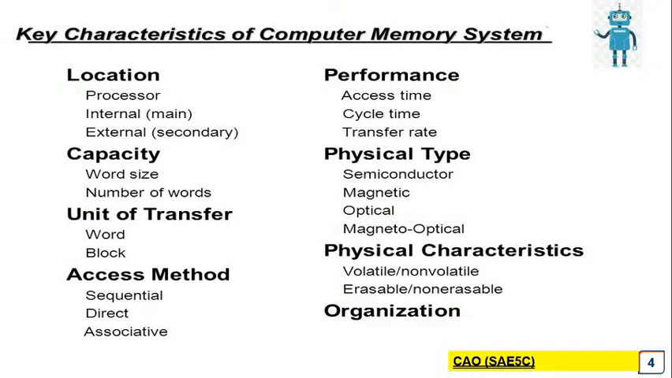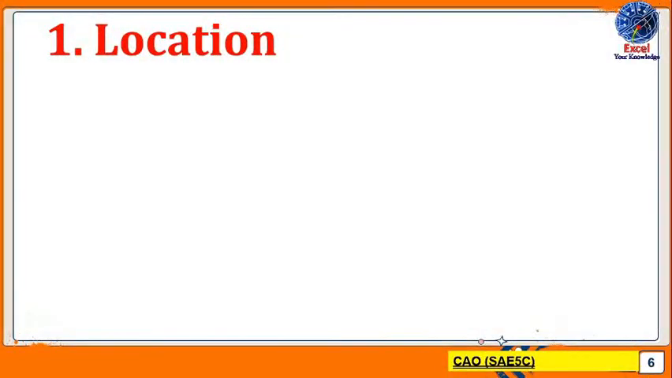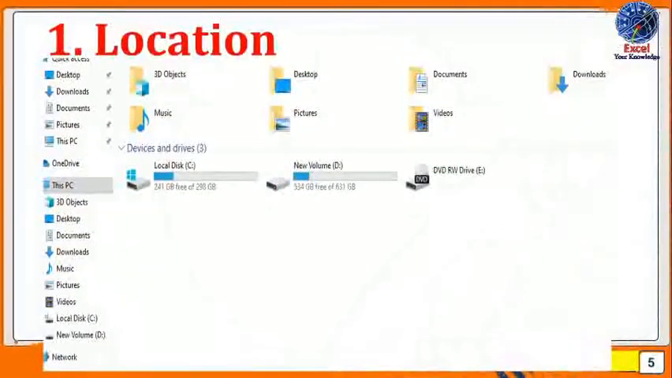Next, what are the key characteristics of a computer memory or system? The main characteristics displayed here are the location, the capacity, the unit of transfer, access methods, performance, physical characteristics, and the organization. First, we will see the location, where the data is stored. For example, this screenshot represents the storage space in a computer, displaying the drives.